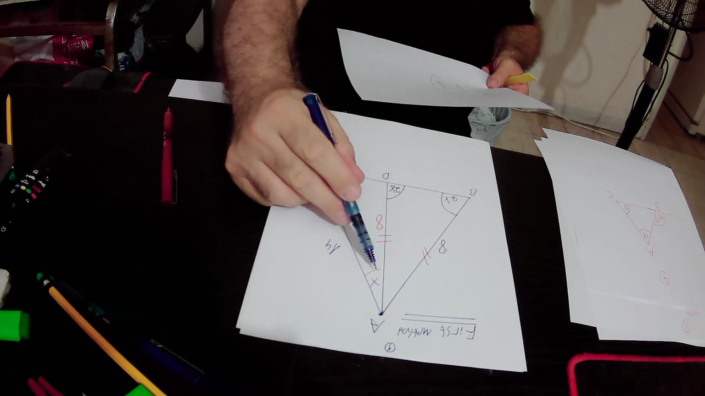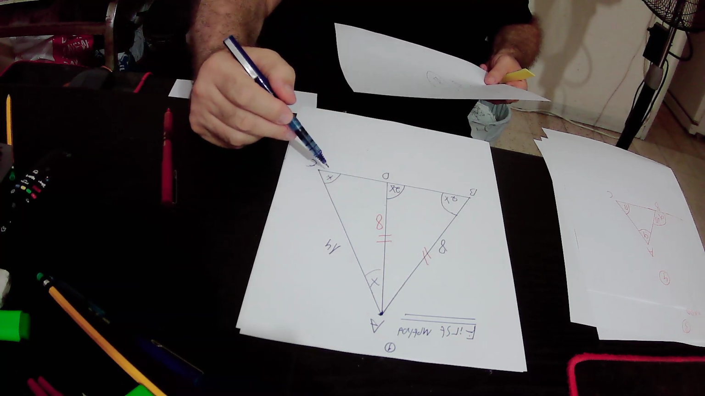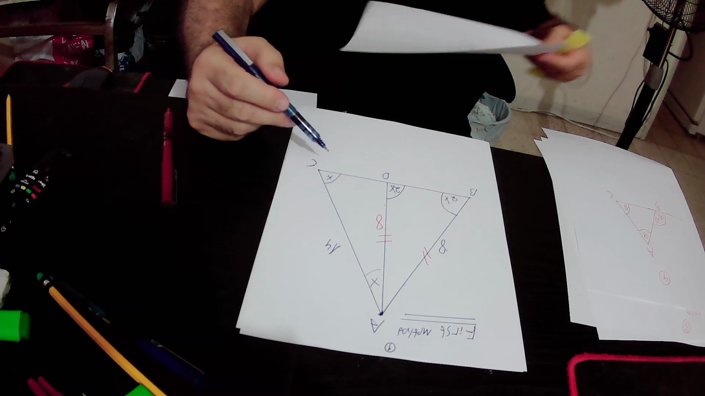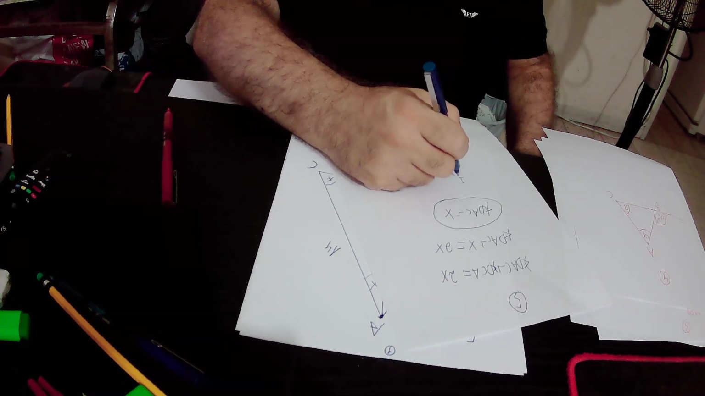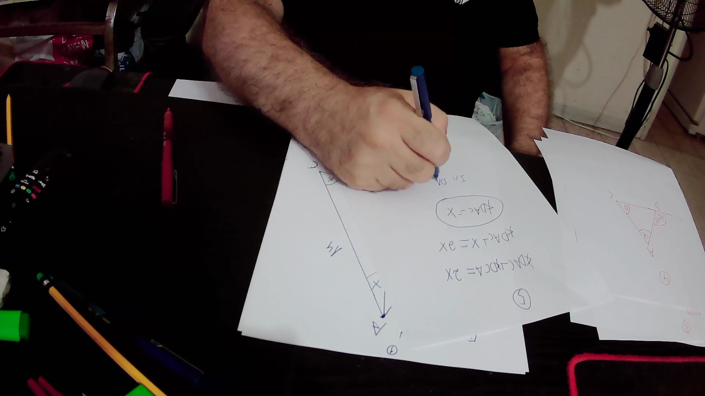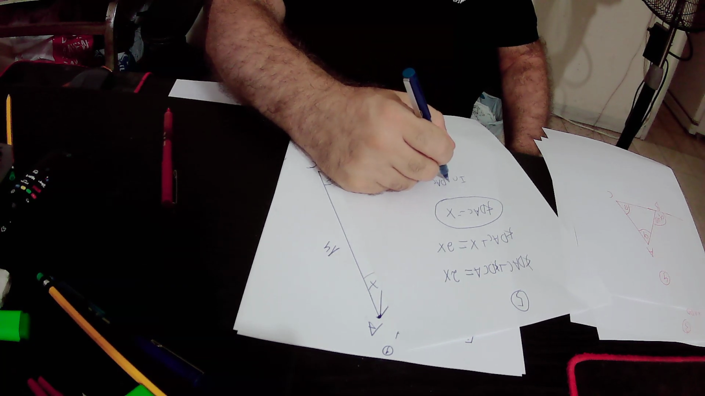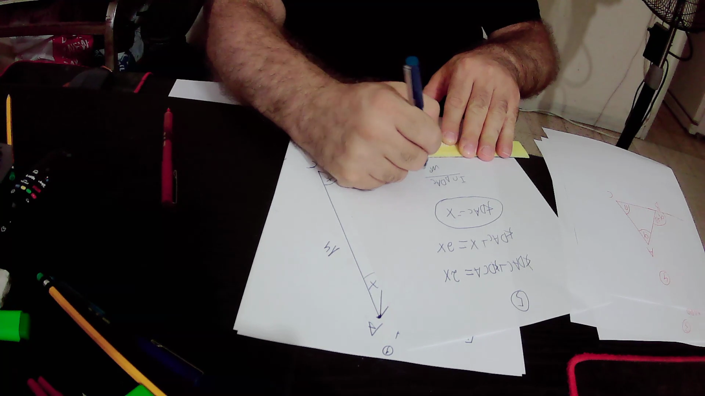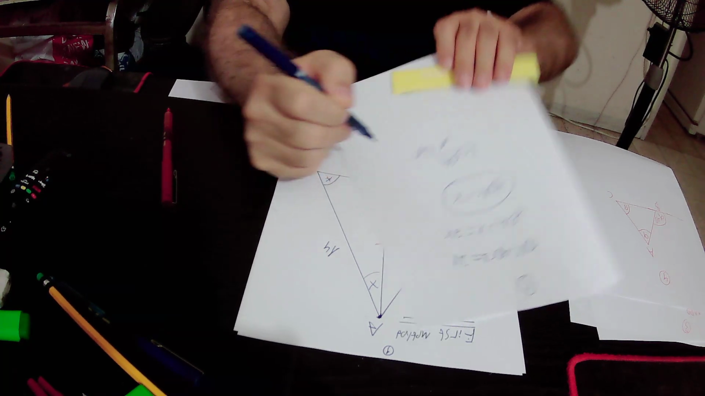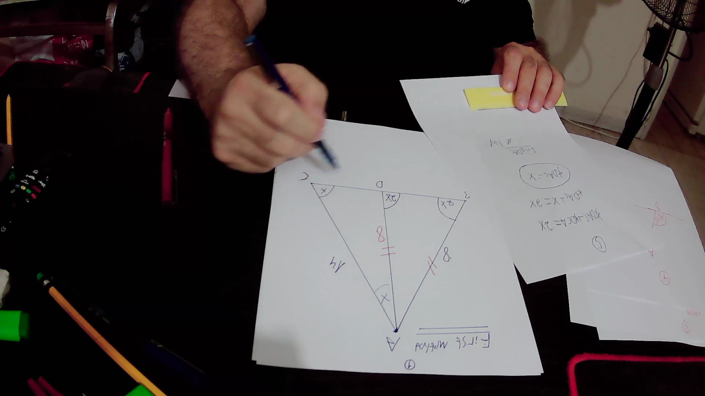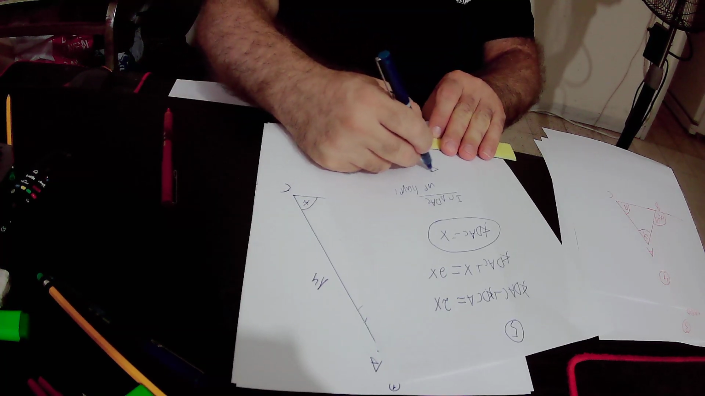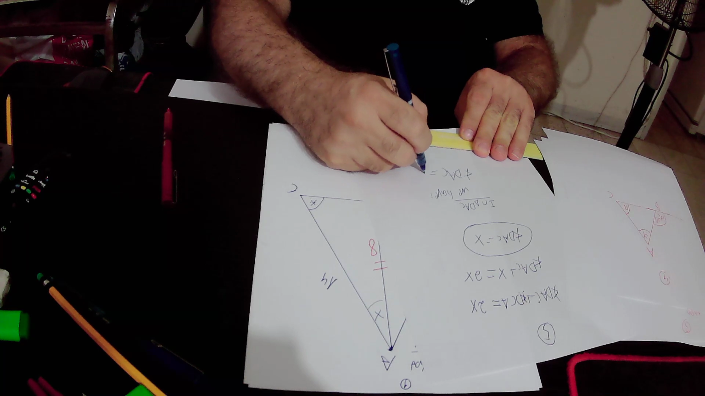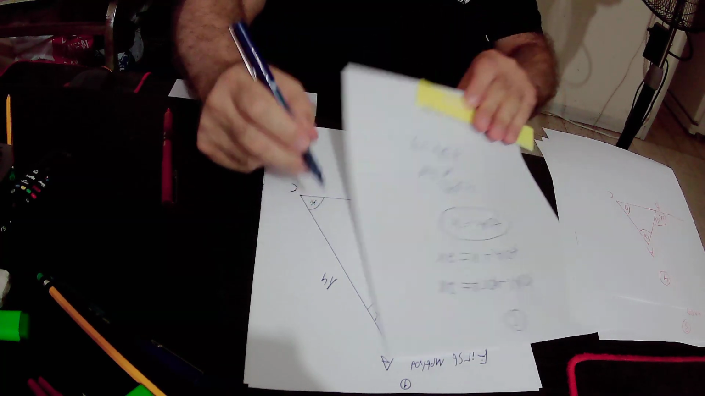Okay, so this angle is also x, and this angle is also x. So in triangle ADC we have two equal angles. In triangle DAC we have angle DAC that equals angle DCA.